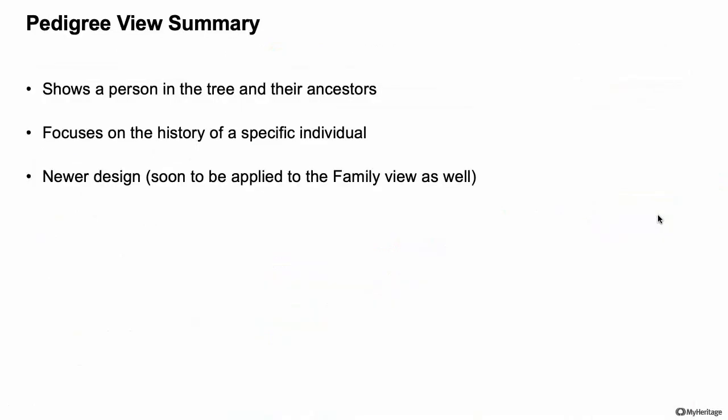So to summarize the pedigree view, it shows a person in the tree and only their ancestors. It focuses on the history, the ancestry, the pedigree of a specific individual. It has a design that will be applied to family view soon, but it's already there, so we don't need that bullet actually.